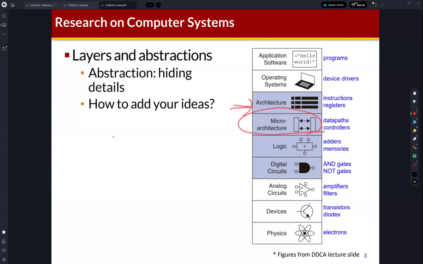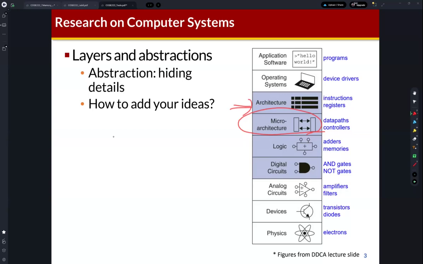So this is the concept of abstraction. In this course, we are focusing on the architecture and microarchitecture level abstractions. We are focusing on instruction set architectures, that is the architecture level. Also, we learned about CPU design, or CPU architecture, which is called microarchitecture. We learned how to design CPU hardware, so we focused on the microarchitecture level of the computer system.